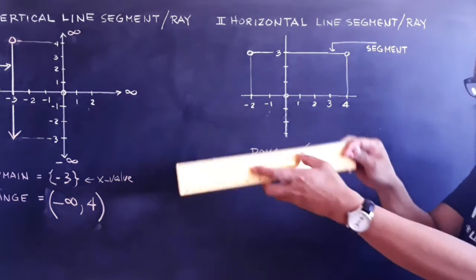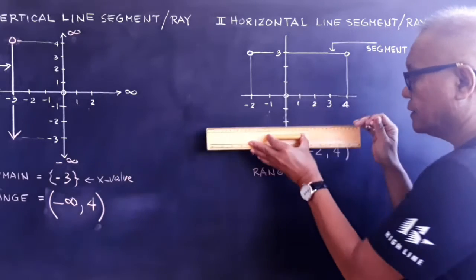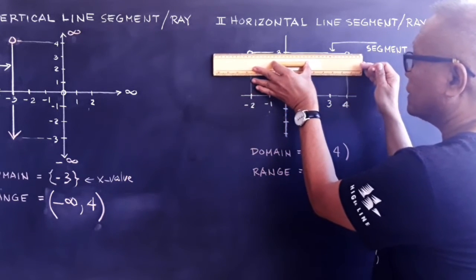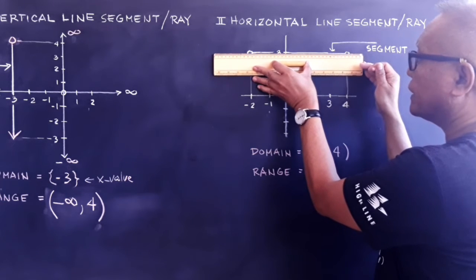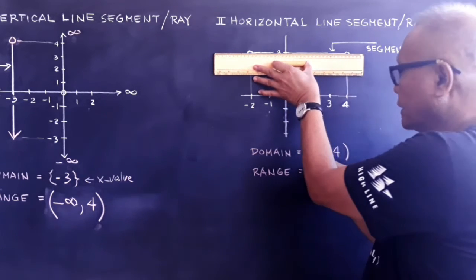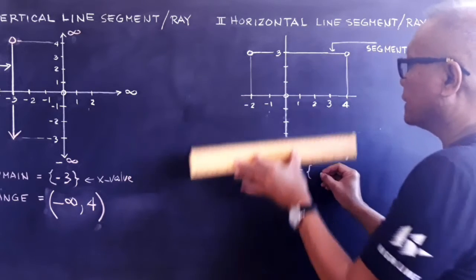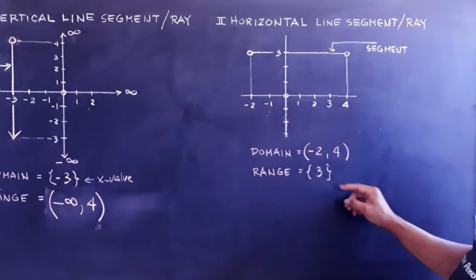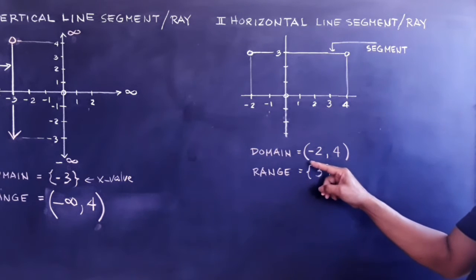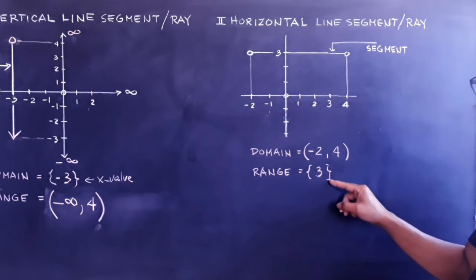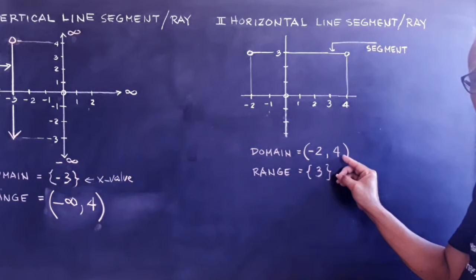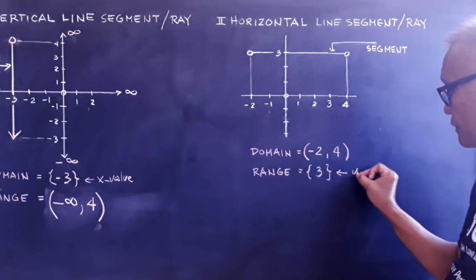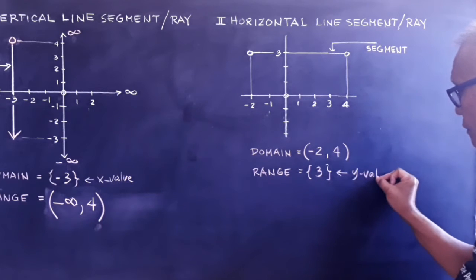Now let's have the range. The range is the horizontal test. So when we test it, it intersects only at this point, 3. So our range here is 3. Do not put the parenthesis or the square bracket there. We use the set notation here, and you write that this is the y value only, 3.